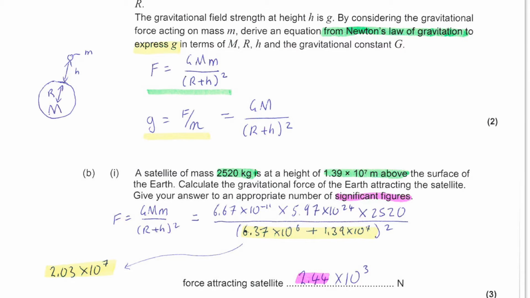Next, a mass m is at a height h above the surface of a planet of mass M and radius R. The gravitational field strength at height h is given by g, and you are asked to, by considering the gravitational force acting on the mass m, derive an equation from Newton's law of gravitation to express g in terms of M, R, h and the gravitational constant G. This is not a difficult question, but I can see how you might get lost in the words here. So it is worth just letting your mind gather all the information together.